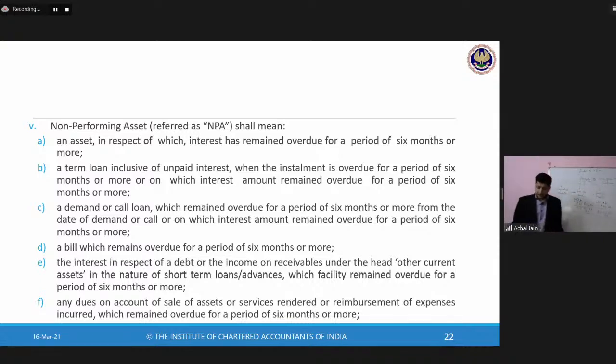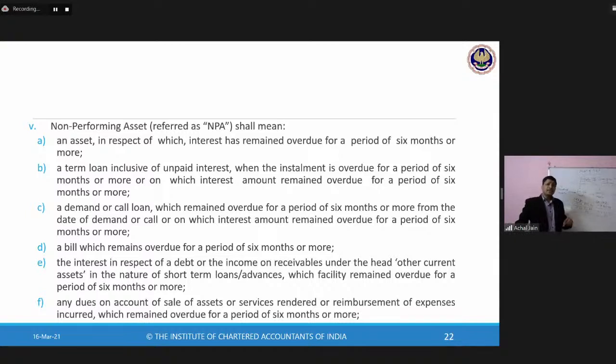Non-performing asset shall mean an asset in respect of which interest has remained overdue for a period of 6 months or more. Please understand, this is a period which is overdue. For example, an NBFC has given a loan and the interest is required to be paid after 3 months. So the loan was given on 30th June and interest payment will start from 30th September. On 30th September, interest should have been paid.